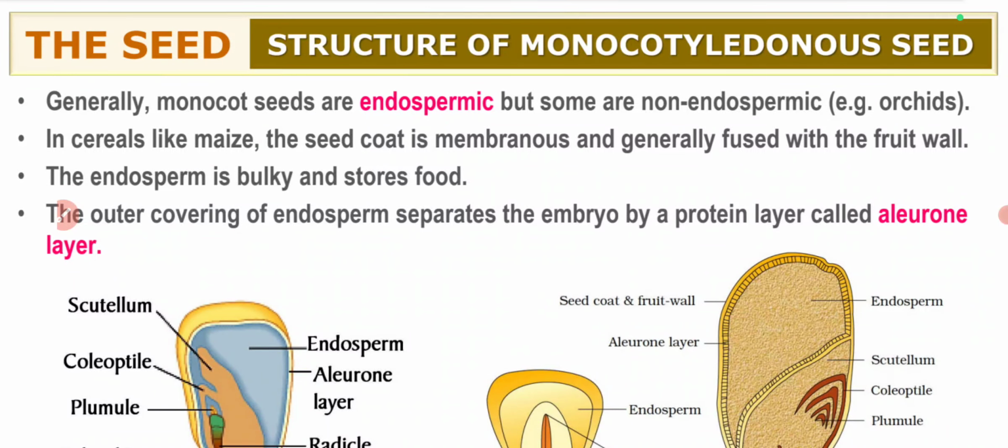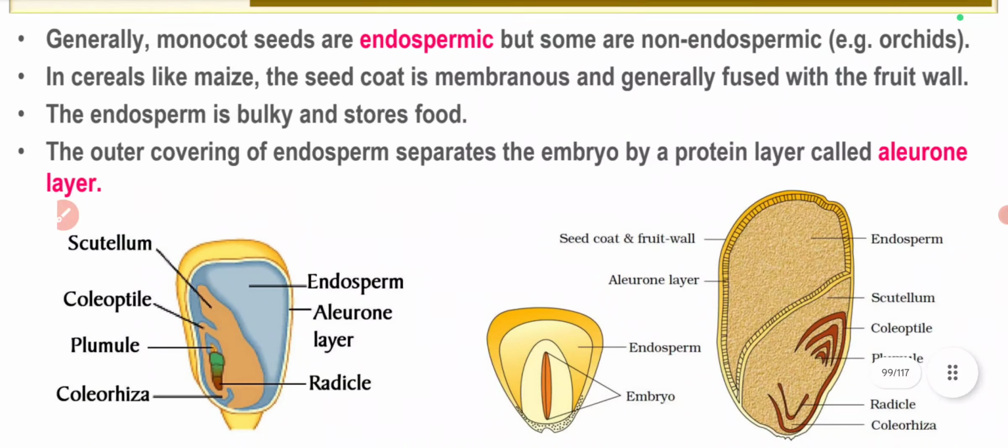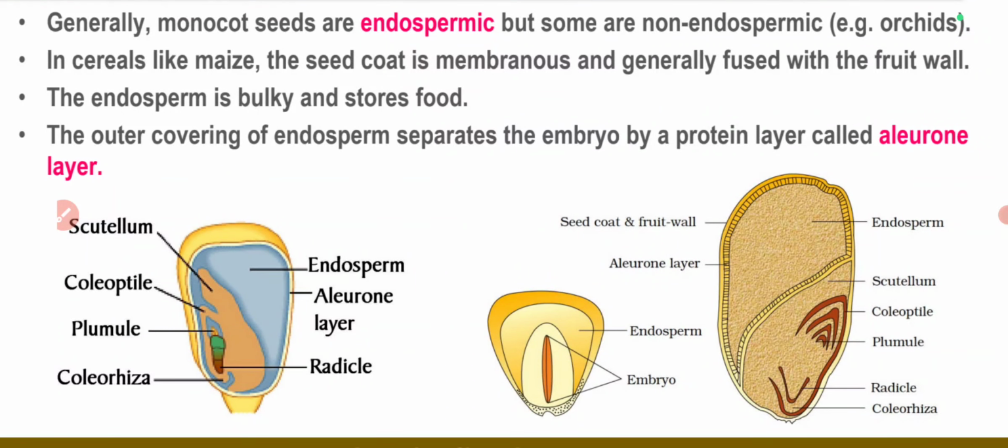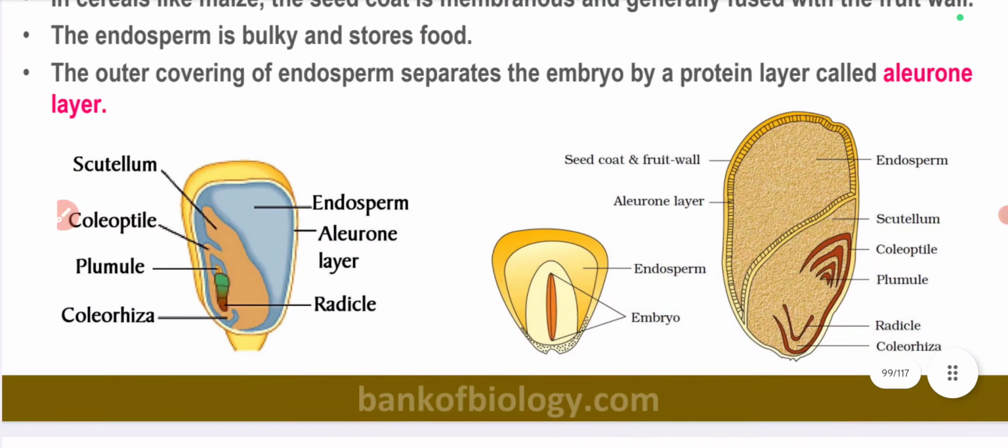Generally, the structure of a monocotyledon seed. Generally, monocot seeds are endospermic, but some are non-endospermic, for example orchids. In cereals like maize, the seed coat is membranous and generally fused with the fruit wall. The endosperm is bulky and stores food. The outer covering of endosperm separates the embryo by a protein layer called the aleurone layer. See the diagram? The aleurone layer is a proteinaceous layer which separates the embryo from the endosperm.